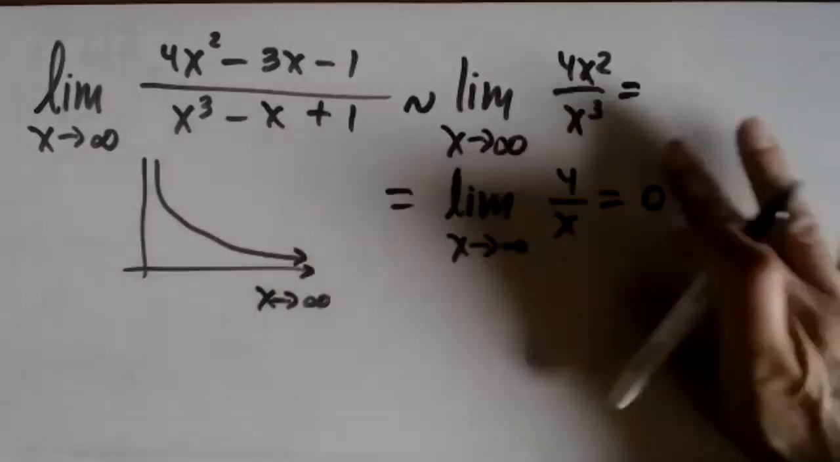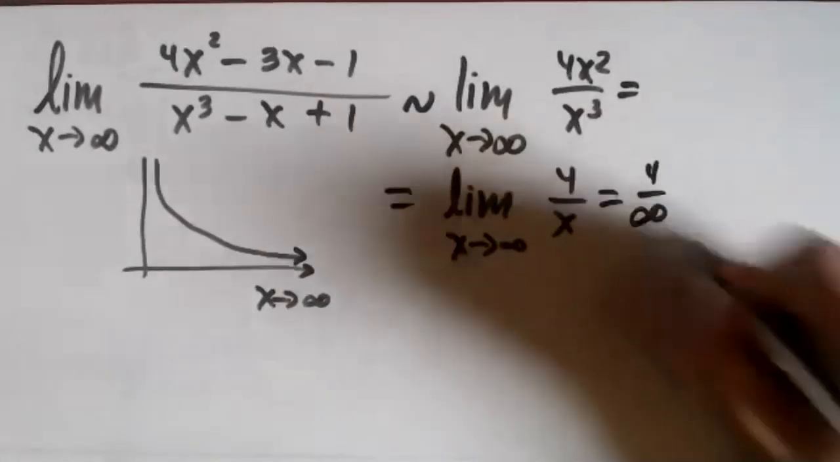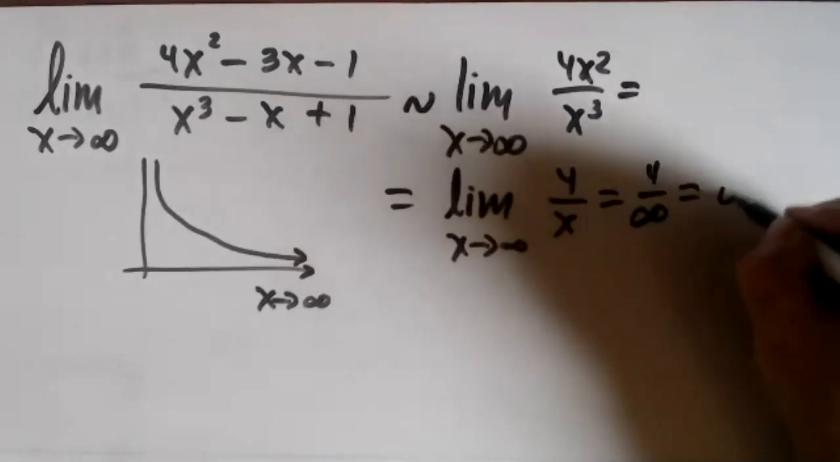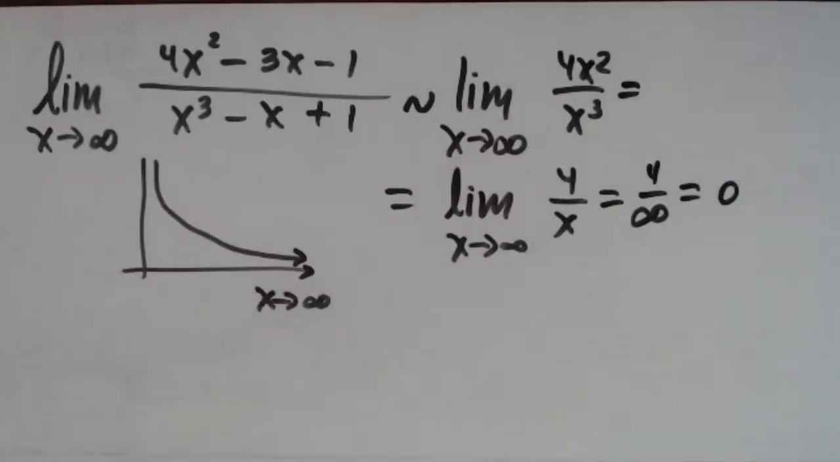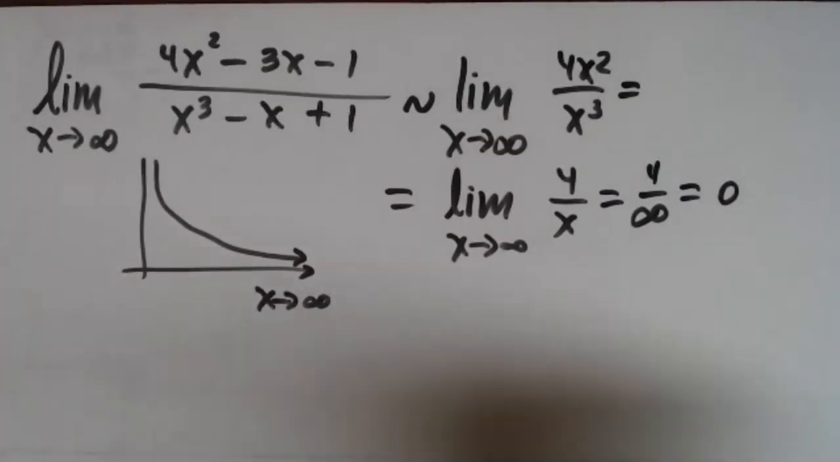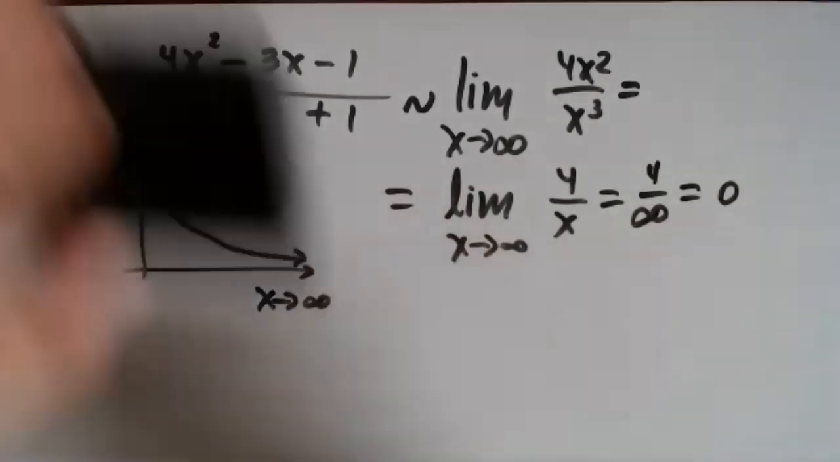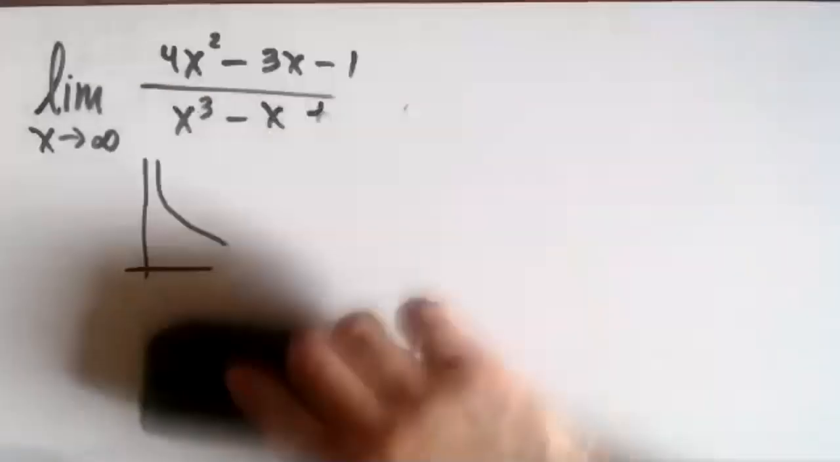Let me just write it in the forbidden way. 4 over infinity, that's a zero, correct? So pretty much all the cases work. Let me just do another one.